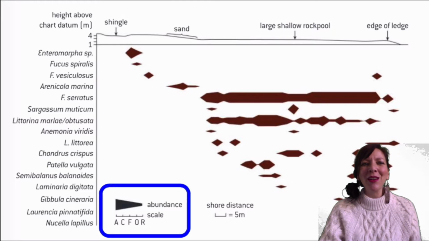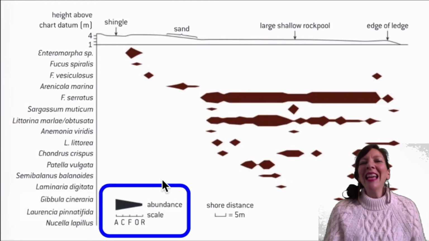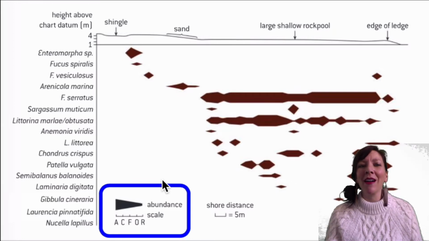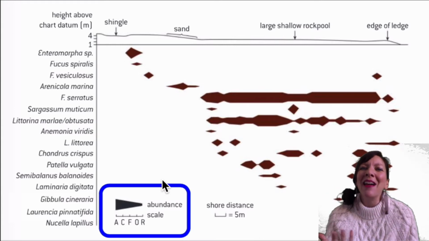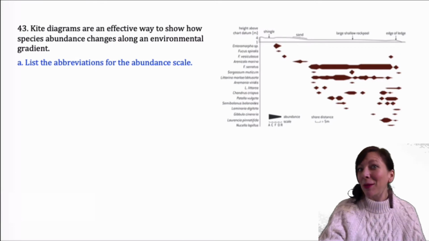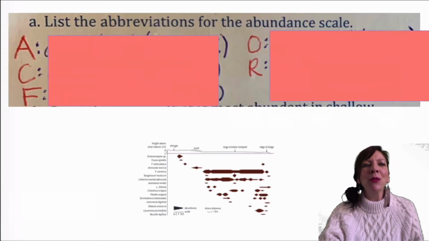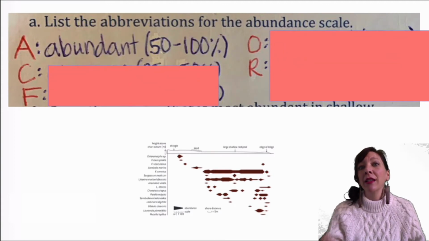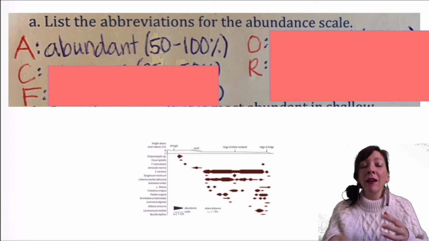Another thing you're going to see is a little scale down here. That tiny little scale is going to be your abundance, ACFOR. You're probably thinking, Miss, what in the world does ACFOR stand for? Let me tell you, because that's question A. Go ahead in your notes and write down that A stands for abundant. So you're going to see 50 to 100% that the species will be present there.